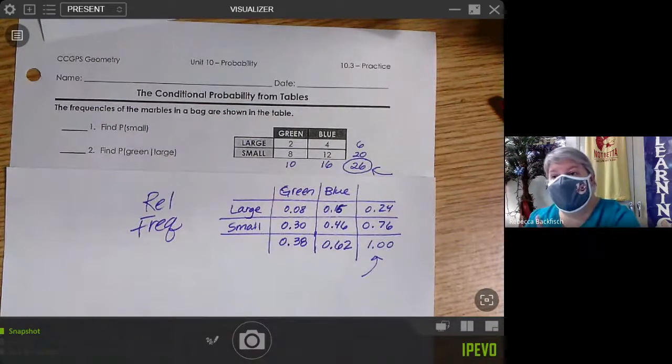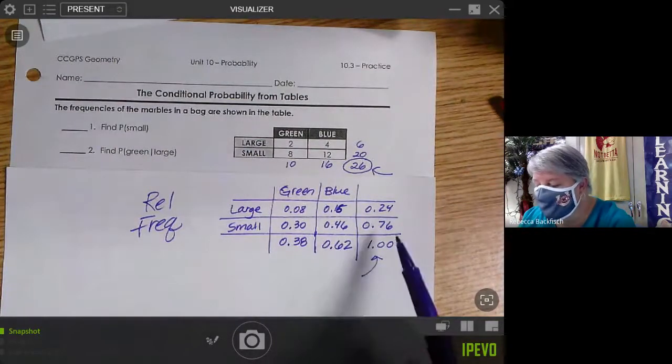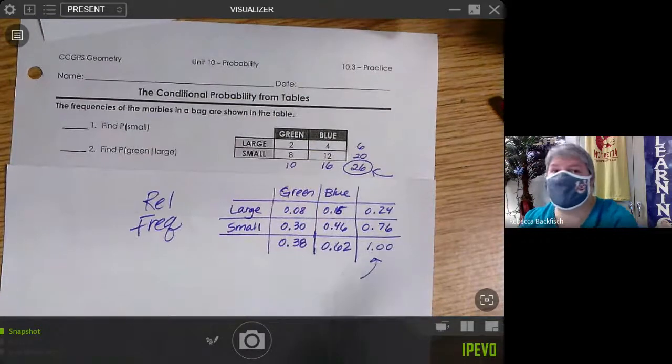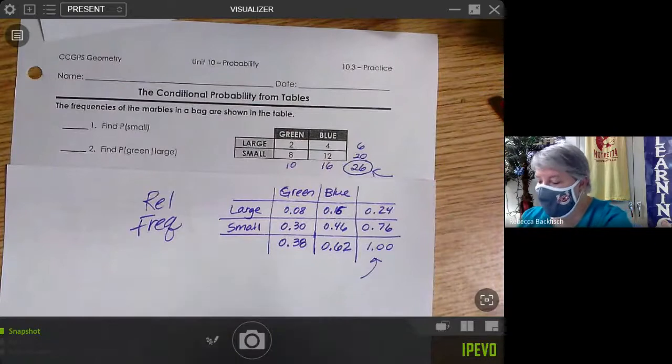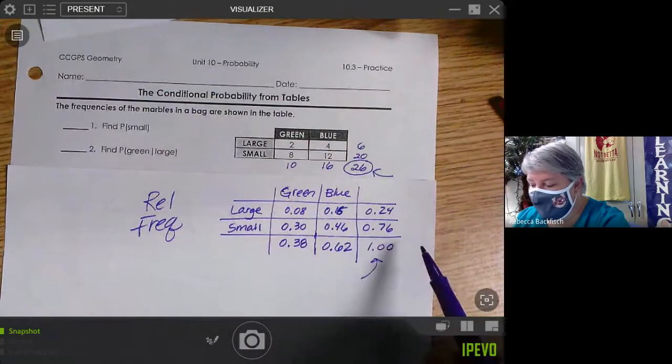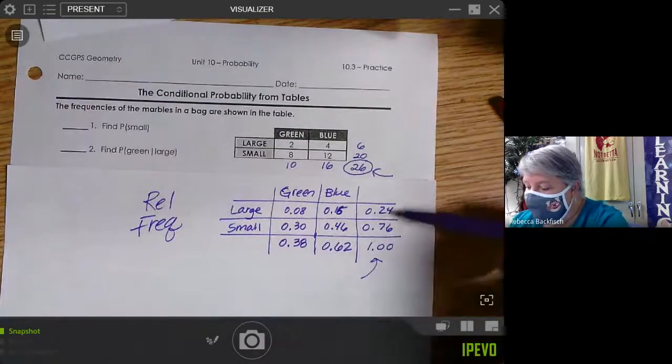Okay? It's not conditional probability, which is when I say, if I know I get a large, what's the probability it's green? Or if I know I got a green one, what's the probability it's small? Those are conditional. But we're just talking about probability out of everything, not out of a condition, not narrowing down the sample space just to one type. And that's what you find in a relative frequency table. Even the totals work that way.